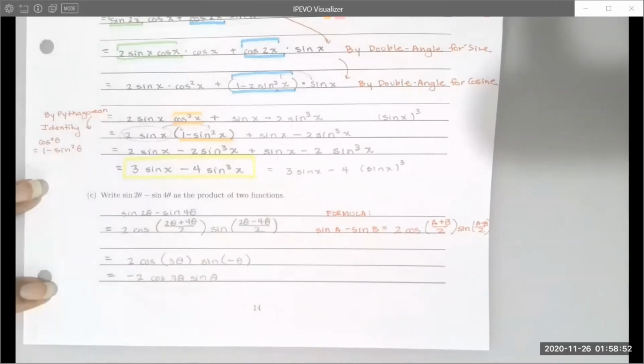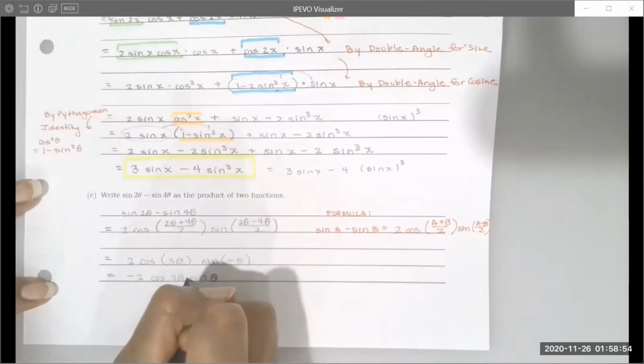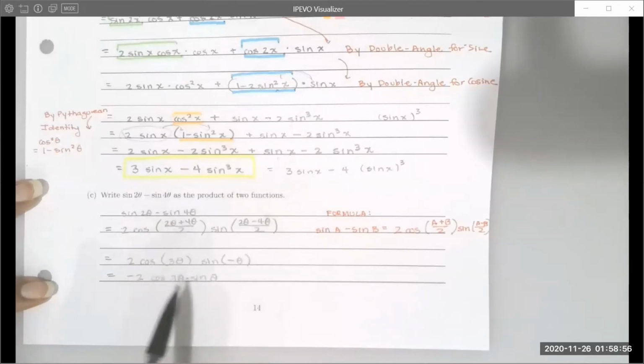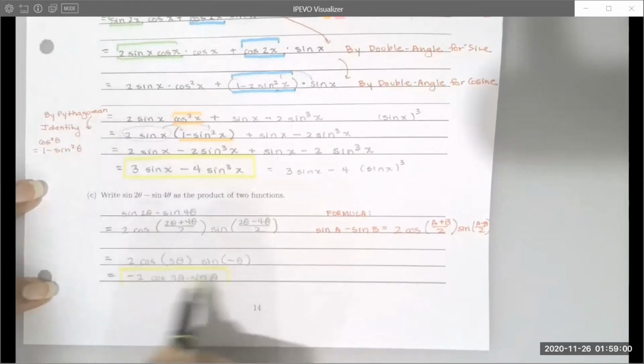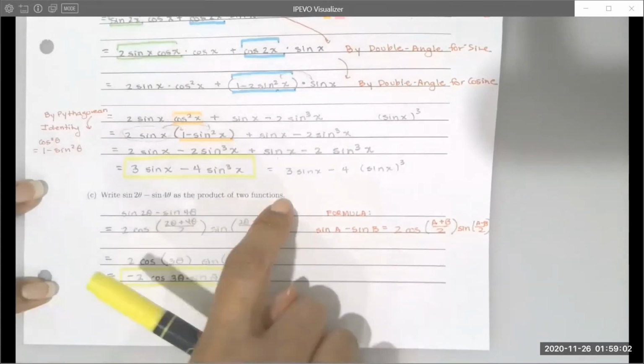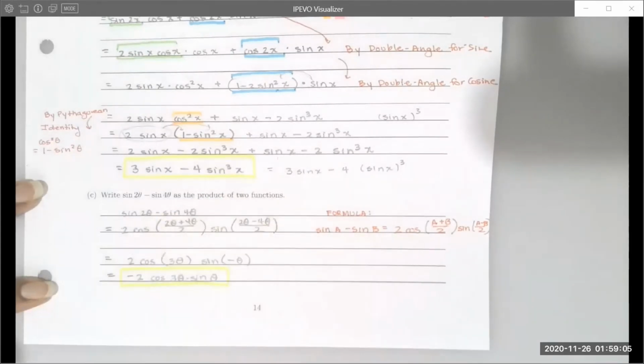And at that point, we have the product of two functions, right? It's the product of cosine and sine. And so we've met the requirement of the problem. Any questions there?